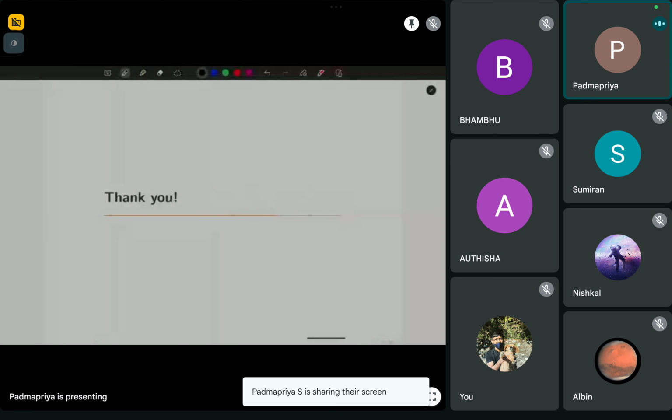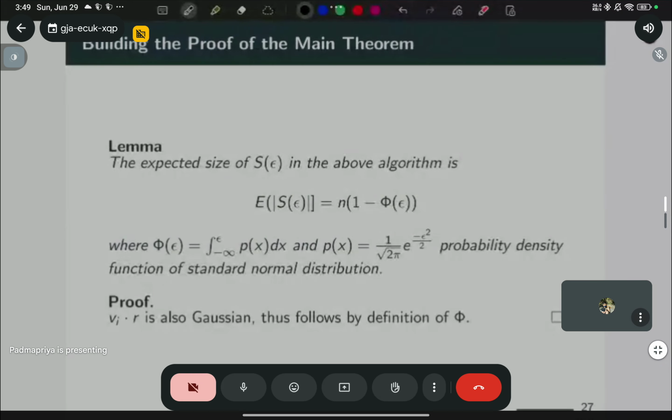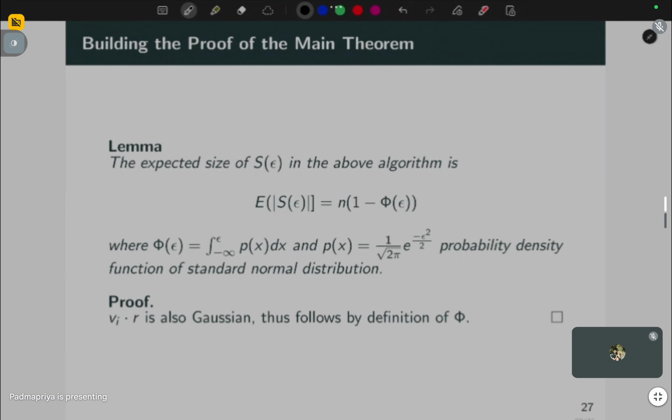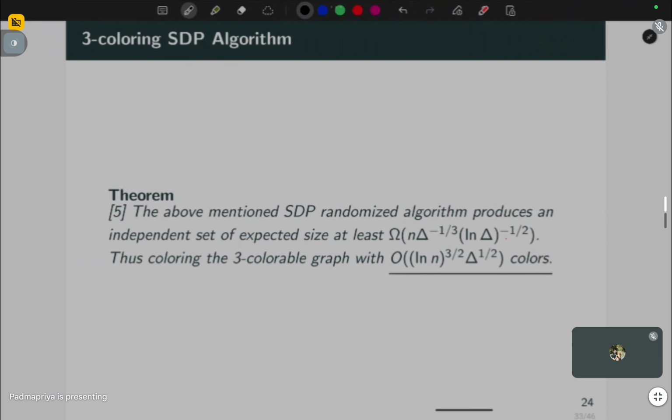Yes, is my screen visible? Yes. Okay, cool.